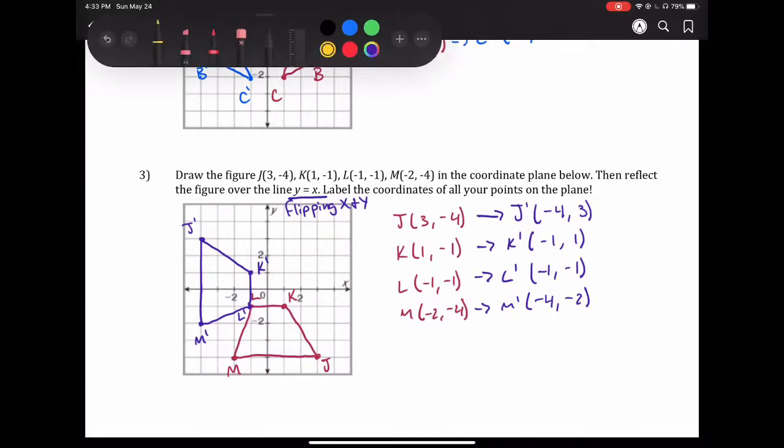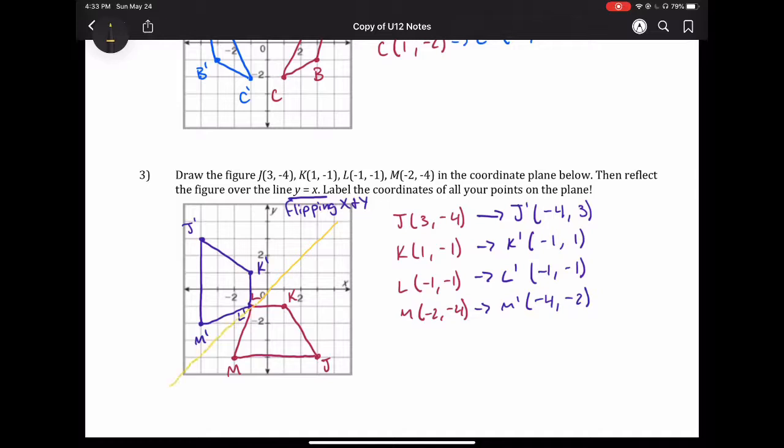The line y equals x goes on a diagonal through the points 1, 1 and negative 1, negative 1. So if I were to draw that line, it would be right there. So I should see that my shape has flipped straight over that line. So my points are directly across that line. You'll notice that L and my new L are on that line y equals x, and that is why that point stays where it's at. It's because it's on the line that we're reflecting over.